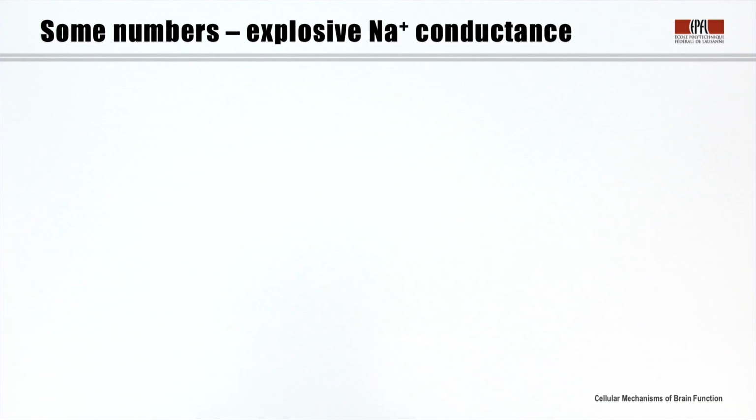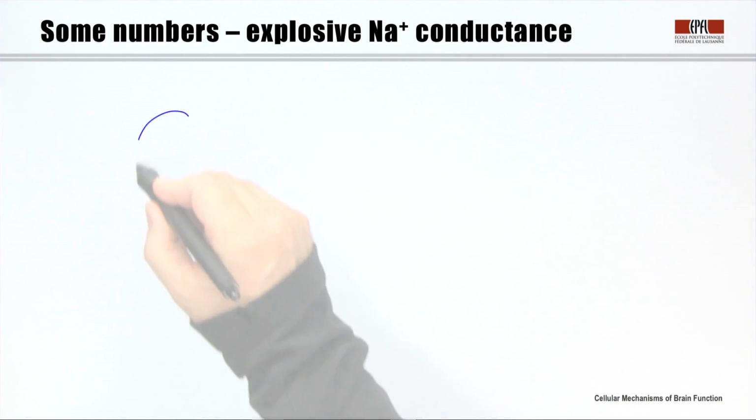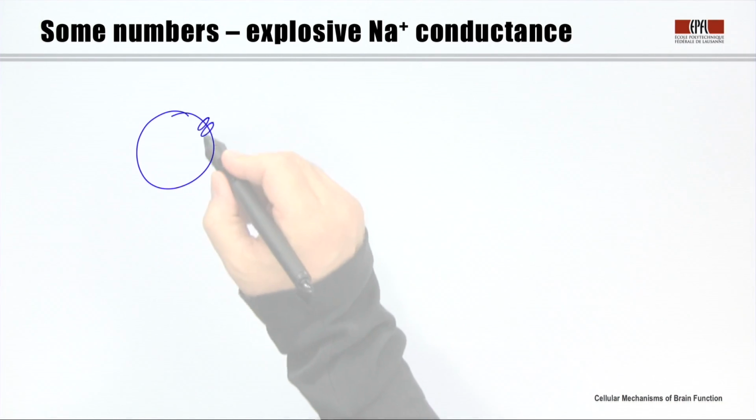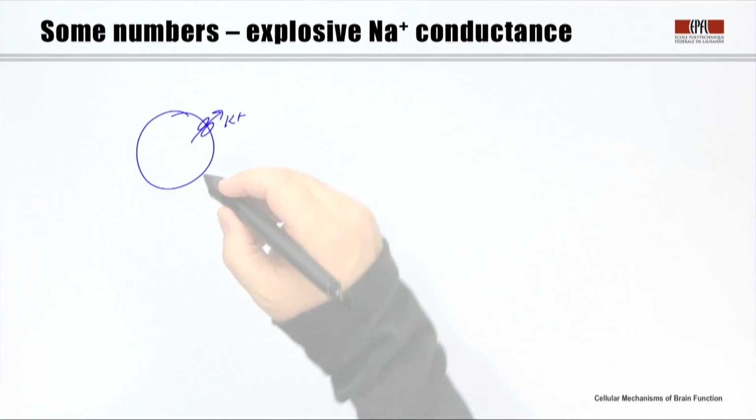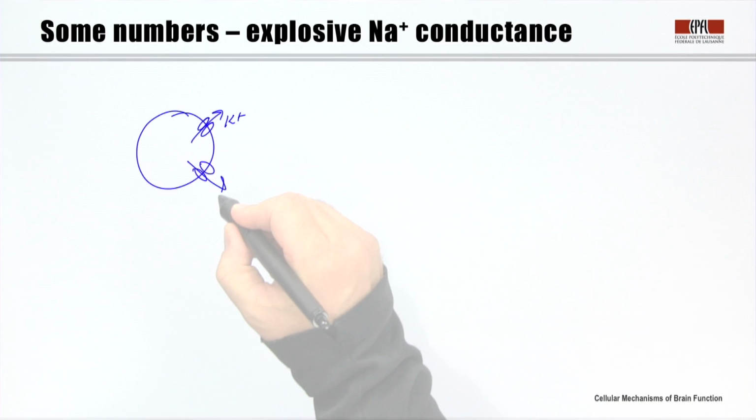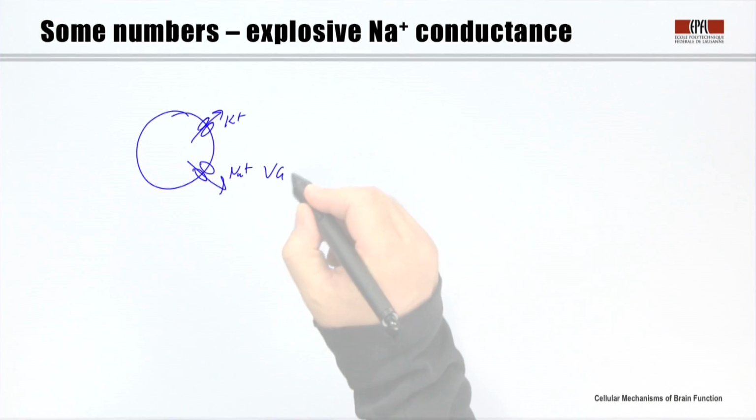Let's see what happens if we open a voltage-gated sodium conductance on a cell. Let's imagine we have a neuron that has some leak conductance that is largely governed by potassium. In addition, we can then add a voltage-gated sodium conductance.